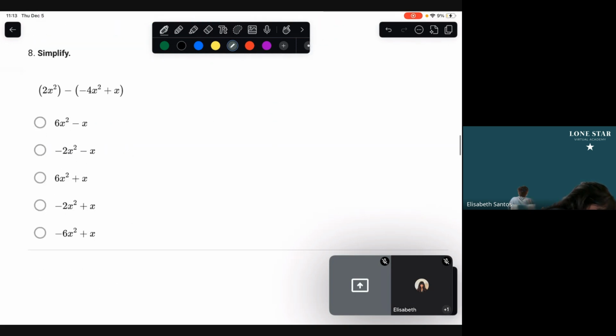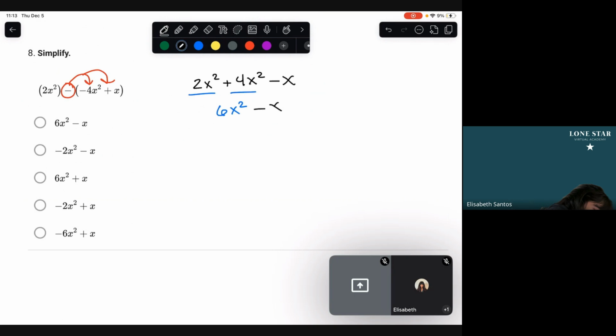Okay, so next one, simplify. Here we're going to distribute the minus sign. So we're going to have 2x squared plus 4x squared minus x. And combine like terms. So that becomes 6x squared minus x. That's our answer.